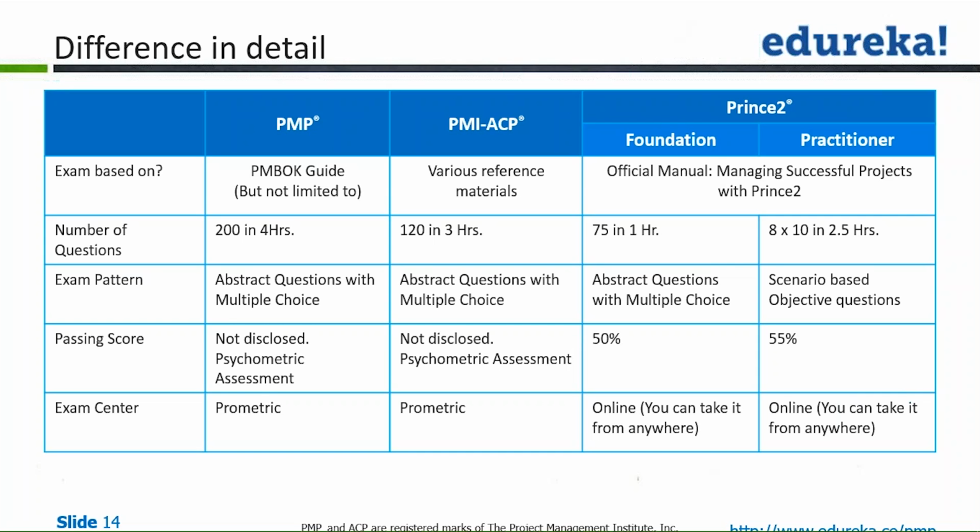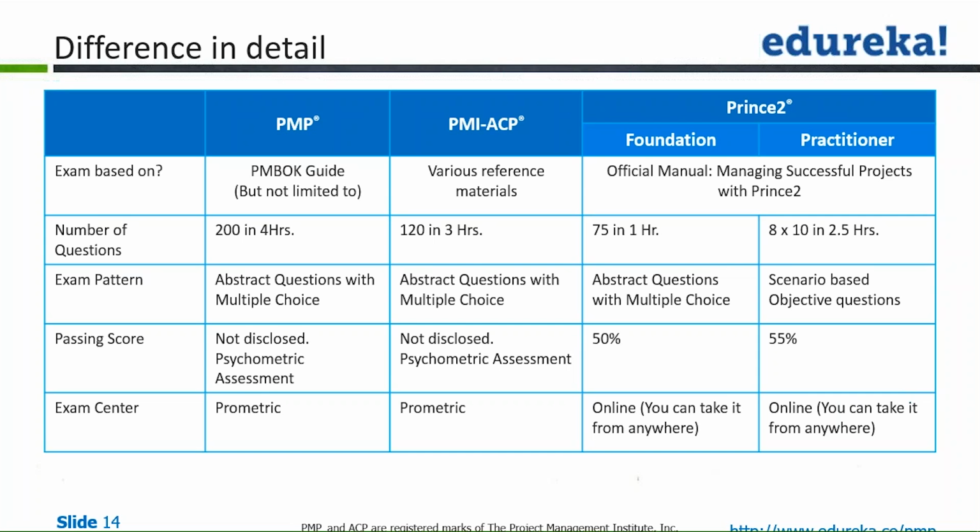If anyone says you need 61% marks to pass or clear this examination, that information is wrong. For PMI-ACP also, it's the same approach. It is not disclosed at the end of the examination. For each domain, you are going to receive one of these grades: moderate proficient, proficient, or below proficient. PMI uses an approach which is not known to the outside world, on the basis of which they will decide whether you have passed or not. For Prince2 Foundation, the passing score is 50%, and for Practitioner it is 55%.